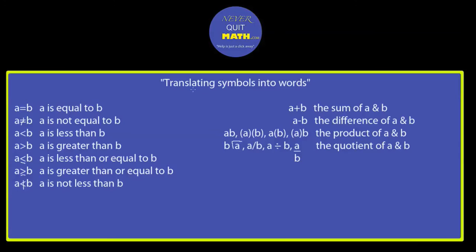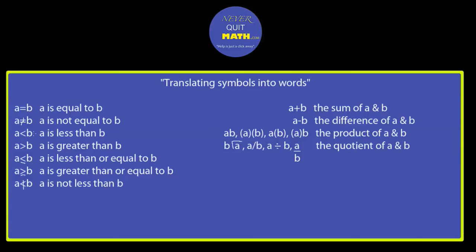Today's lesson, translating symbols into words. Let's start on the left side first. A lot of these are self-explanatory. A equals B, straight up. A is equal to B. When you see the slash through the equal sign, though, the slash represents not. So it means A is not equal to B, as you can see written out there.